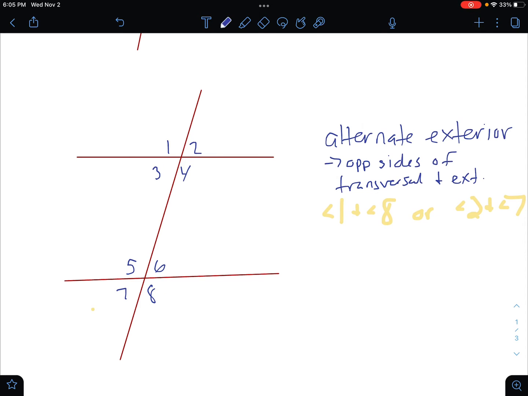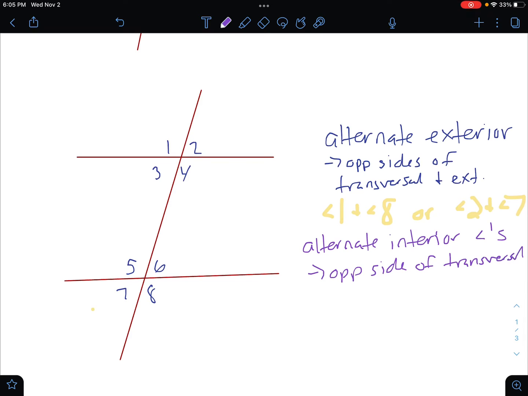Okay, next one are alternate interior. Alternate interior angles, very similar, opposite sides of the transversal, but they're inside the buns, inside the bread. So those would be 5 and 4, and 6 and 3.